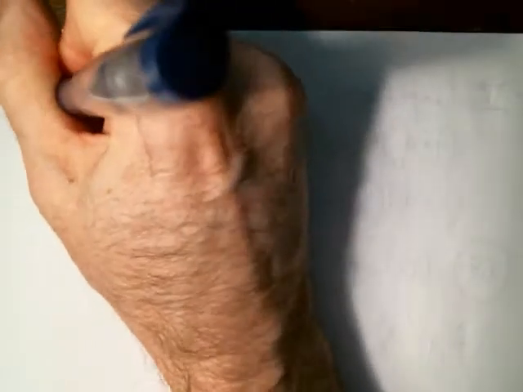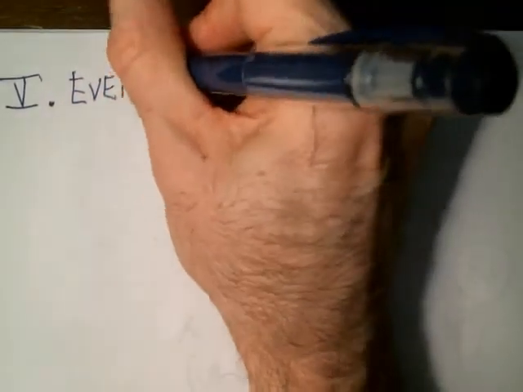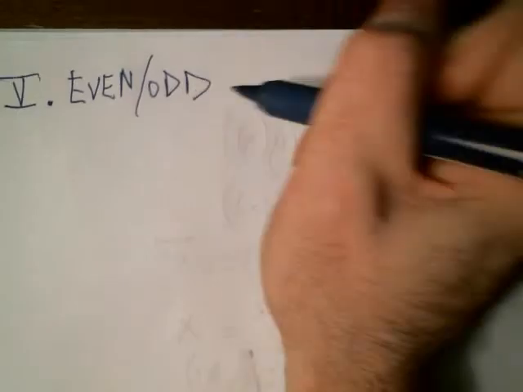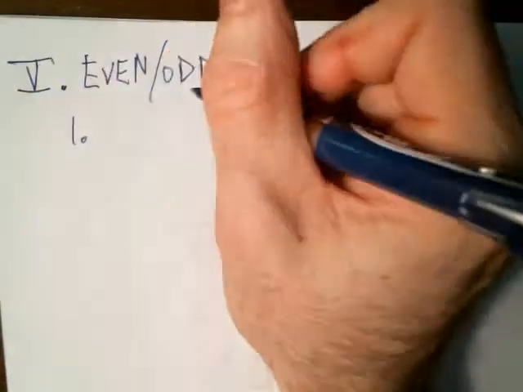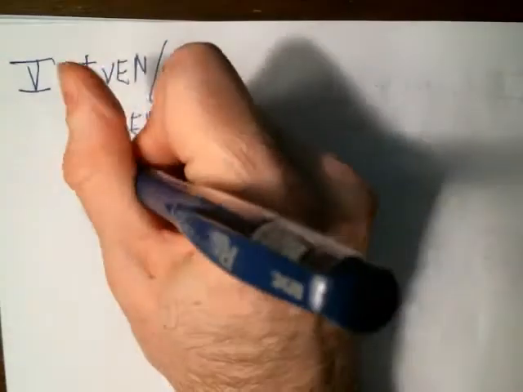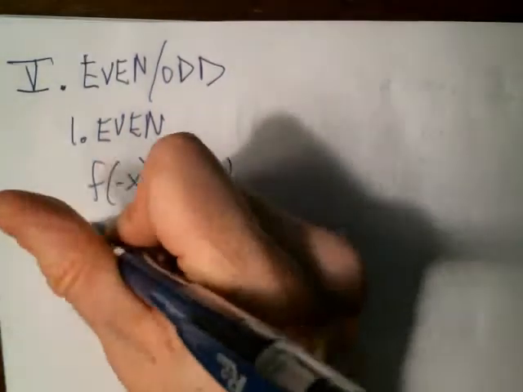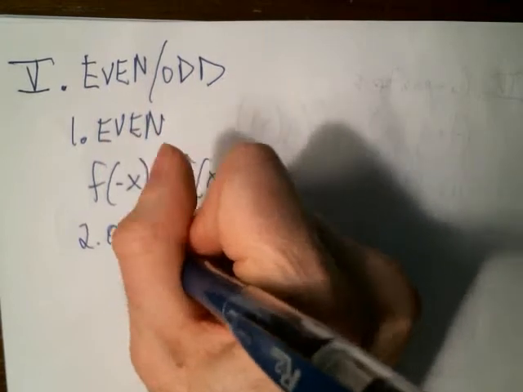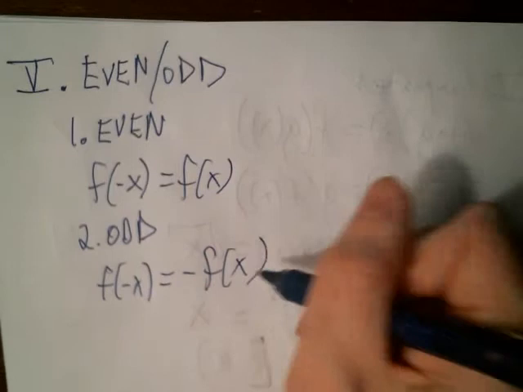What else do we have? Even and odd functions now. So this is just y-axis and origin symmetry. Except now you're going to do the tests that are probably a bit more familiar. So for even symmetry, you're trying to see if f of negative x is equal to f of x. And then for odd symmetry, you're trying to see if f of negative x is equal to negative f of x. Okay?